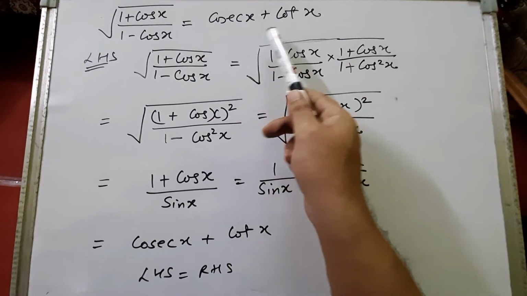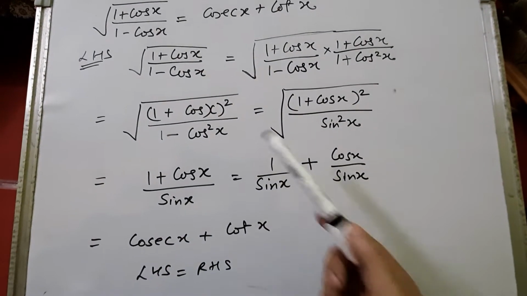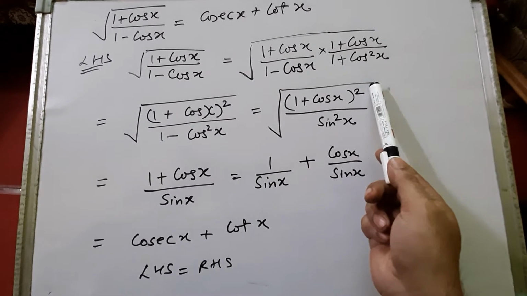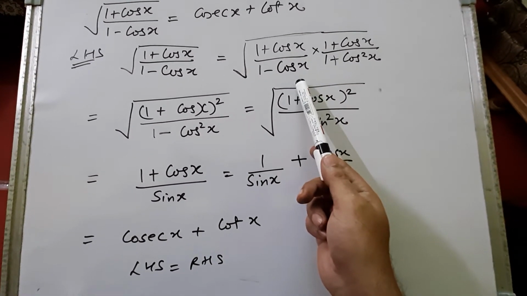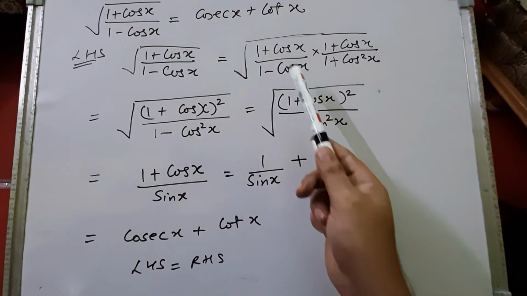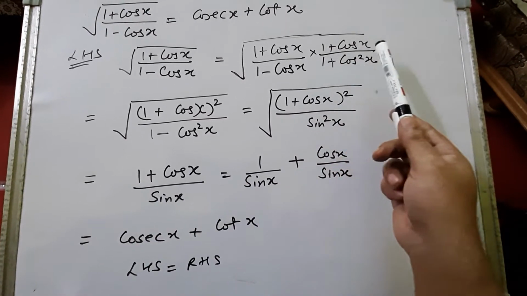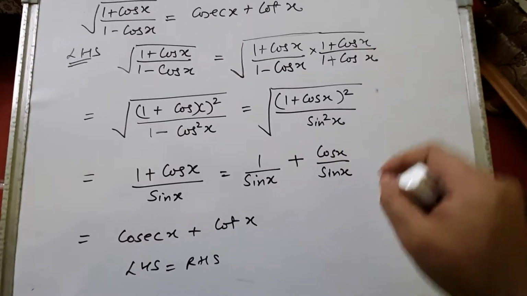In cosec x and cot x both, we have sine in the denominator. So we can obtain sine by multiplying 1 minus cos x by 1 plus cos x. So what we'll do, we'll multiply by the conjugate to obtain sine in the denominator. What is required to prove in the RHS? So 1 plus cos x upon 1 minus cos x will be multiplied by 1 plus cos x upon 1 plus cos x. Here it will be cos x only.